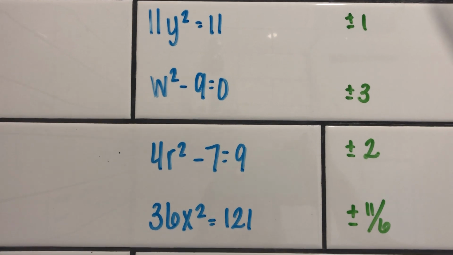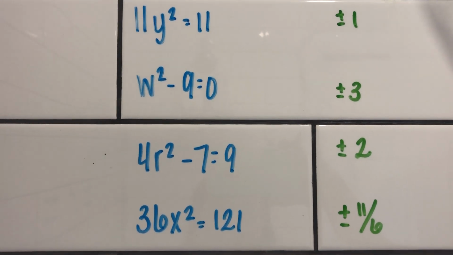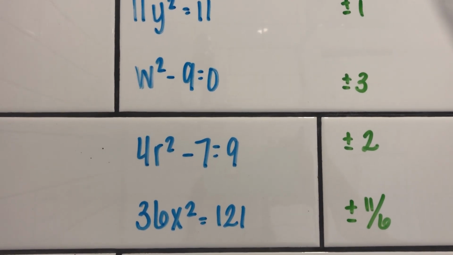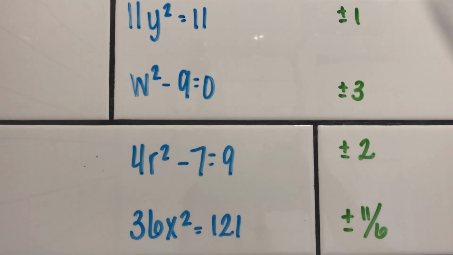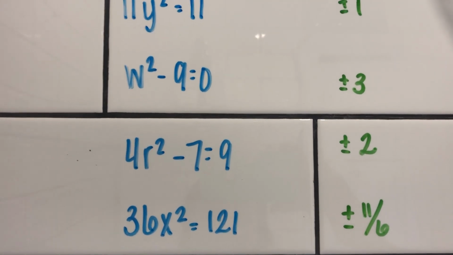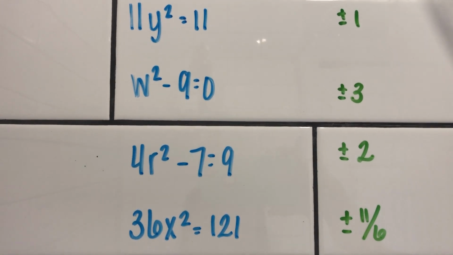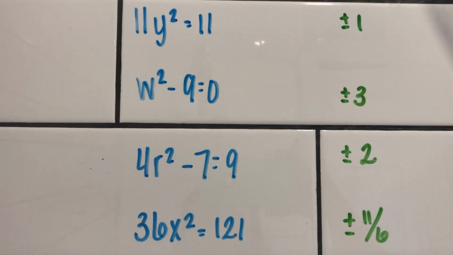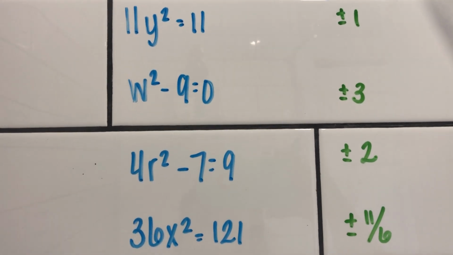So for the first one, I have plus or minus 1. The second one, plus or minus 3. The third one, plus or minus 2. And the last one was one of those that ends up in a fraction, plus or minus 11 over 6. And now we're going to move on to the next section.